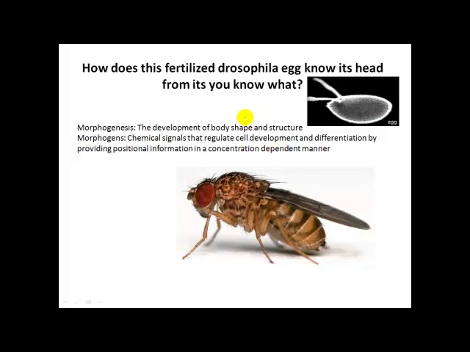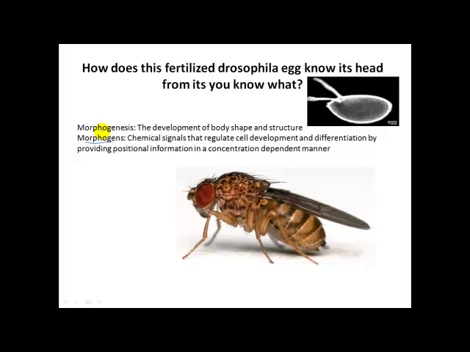And what we're going to see is that in Drosophila, as well as other animals, this process of morphogenesis, which is the development of the body shape and structure, is reliant on chemical signals called morphogens. So morphogens are chemical signals that regulate morphogenesis, right? But the way that they do that is by regulating cell differentiation and providing positional information to cells in different regions of the developing embryo in a concentration dependent manner.